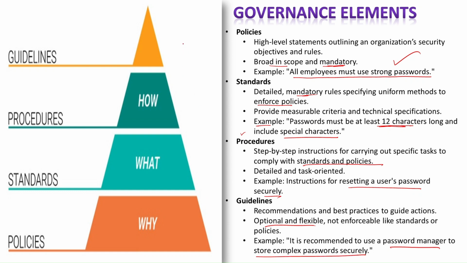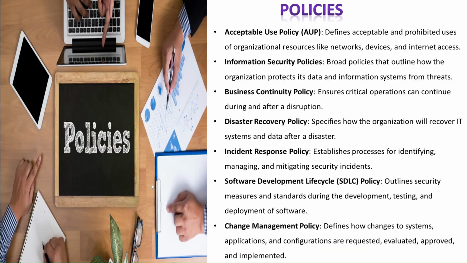So these elements form just like a pyramid. So procedures are how things should be done. Standards are what standards should be used, and policies are why we need them, or what is the need of the policy. So these are some policies. Examples of the policies.